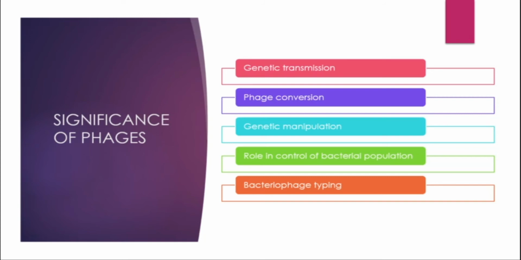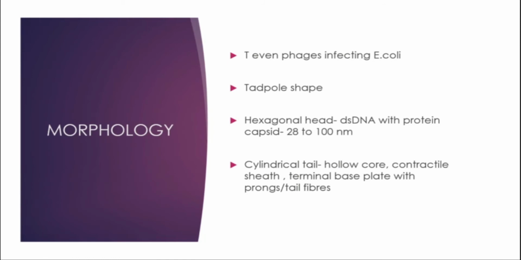The same bacteriophages can also be used to type the bacteria. Typing means identification of a bacterial species in lab conditions. That can also be done using bacteriophages. For general study purposes, we have taken T1 phages, which infect E. coli, and we'll see their morphology and special characteristic features in this presentation. They are tadpole-shaped bacteriophages with a hexagonal head with double-stranded DNA as genetic material, a cylindrical tail with a hollow core, a contractile sheath, and a terminal base plate with prongs or tail fibers.